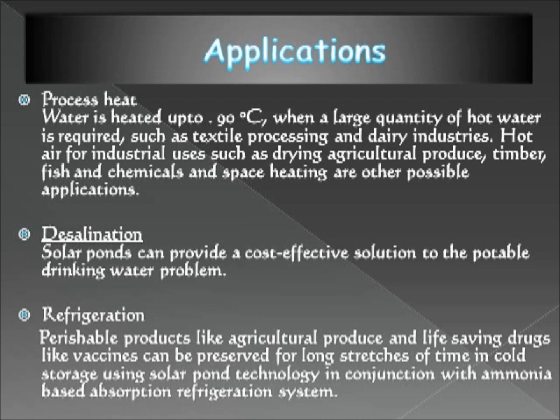The third one is refrigeration. Perishable products like agriculture produce and life-saving drugs and vaccines can be preserved for long stretches of time in cold storage using solar pond technology. Actually, it works in conjunction with an ammonia-based absorption refrigeration system for the application of refrigeration.